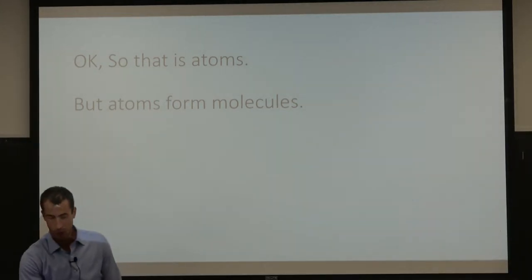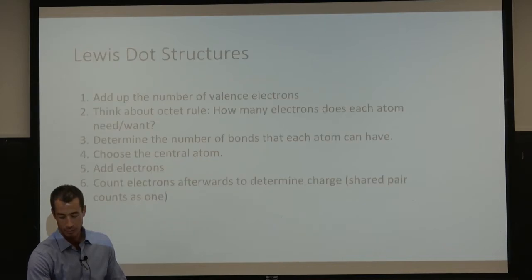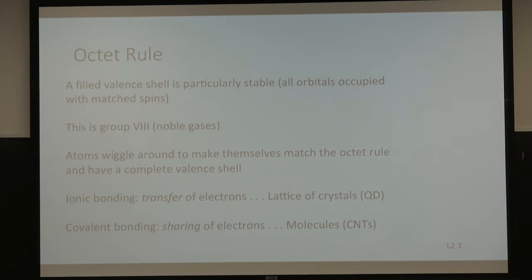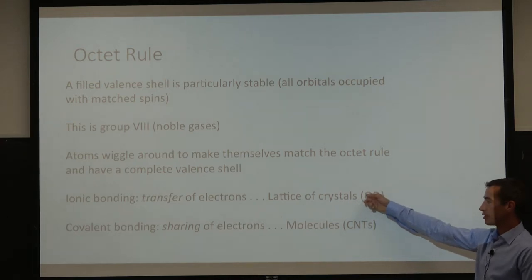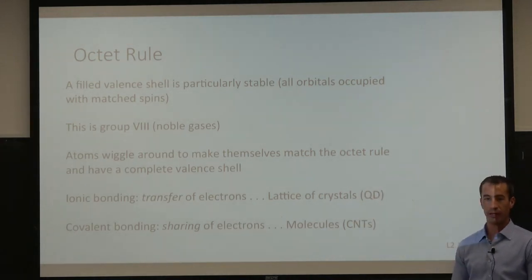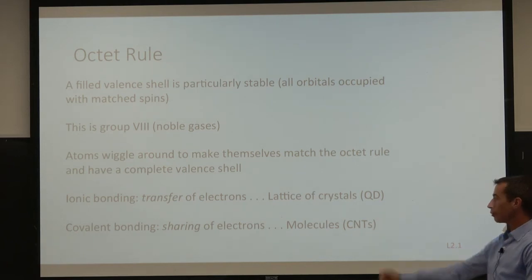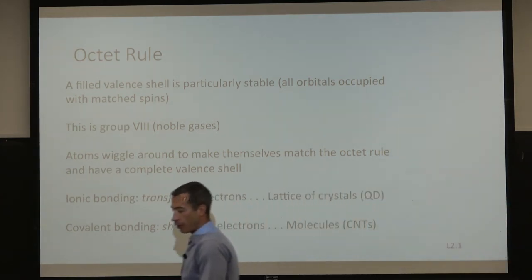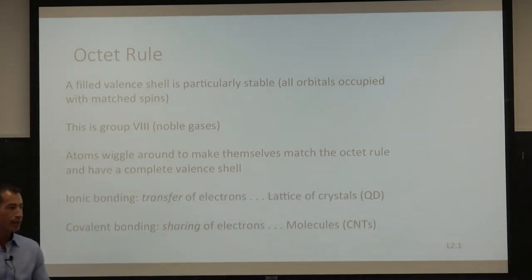We know the octet rule, right? That atoms tend to wiggle around in order to arrange to somehow get a configuration to make them look like a noble gas. And that can be either through an ionic bond, like we see in quantum dots, where it's a transfer of electrons, or a covalent bond, like in carbon nanotubes, where it's a sharing of electrons.